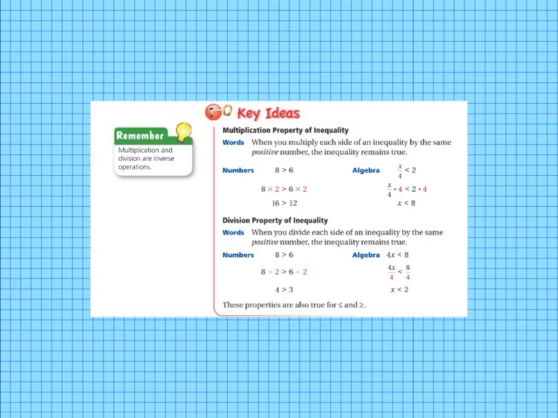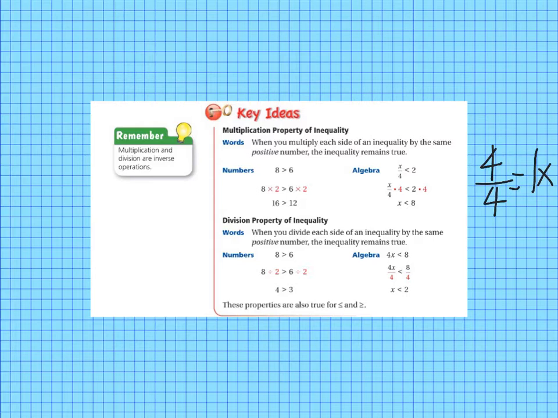In algebra, it looks like this. x over 4, or x divided by 4, is less than 2. So we multiply both sides by 4, and that gives us a 4 over 4, which remember equals 1, and an x. So it's 1x on the left side, and we don't see the 1, it's just an x. And then on the right side, it's 2 times 4. So x is less than 8.